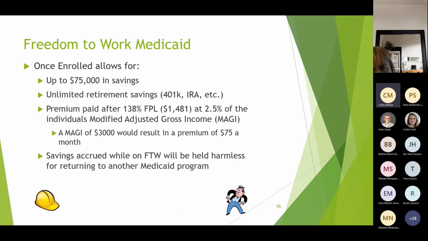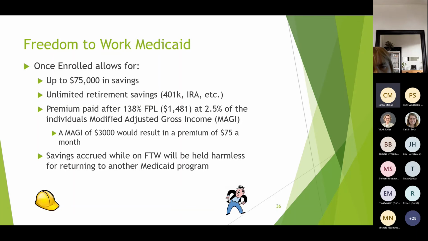You will have to pay a premium for freedom to work if your modified adjusted gross income is over 138% of the federal poverty level. The premium rate is 2.5%. So if you were earning, say, $3,000 a month, that was your modified adjusted gross income, then your premium would be $75 a month, which is the best insurance you can buy for $75 a month.